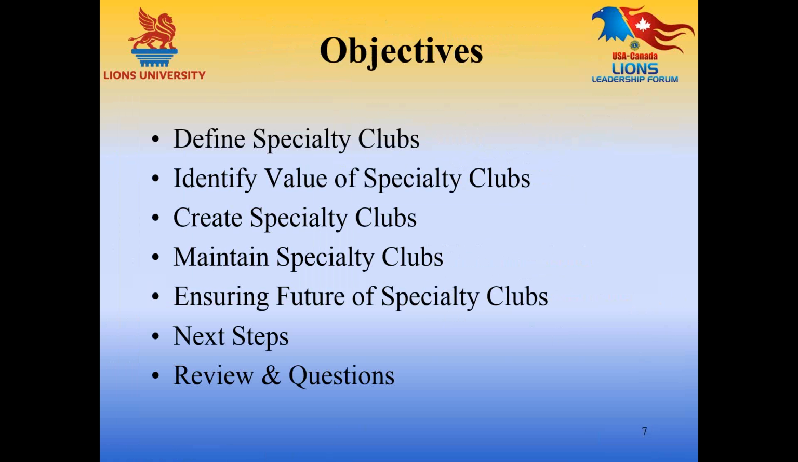We'll be looking at what we need to know to define our specialty clubs. Then we'll be looking at how we go about identifying the value of our specialty clubs, and then what it takes to create one. And we'll look at several documents that we need to take into consideration. Once we have a club created and it's up and running, how do we maintain that club? And most importantly, once it's developed, how do we ensure the future of that specialty club? And then we'll take a real quick look at next steps, and we'll open it up for questions.